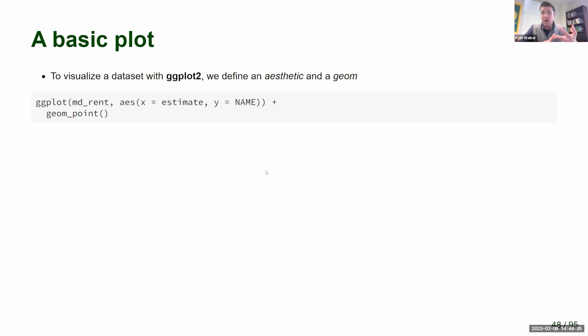It could be the color of the shapes on the plot. It could be the size of the shapes. It could be all sorts of different things. So there's a whole lot that you can do that goes way beyond what we're covering today. In this particular case, we're just mapping the ACS estimate to the x-axis and the name to the y-axis. We use the plus operator to link that to another kind of layer in our visualization, and we specify a geom. We're drawing points, we're drawing dots to make a dot plot.